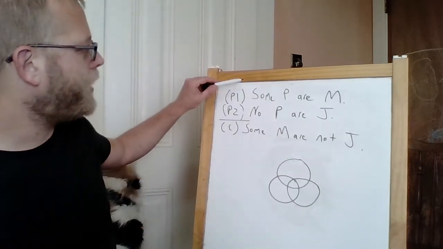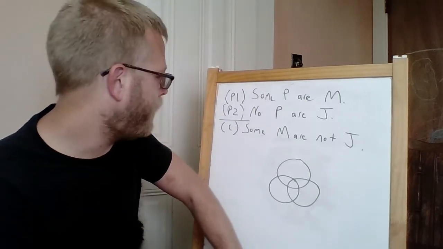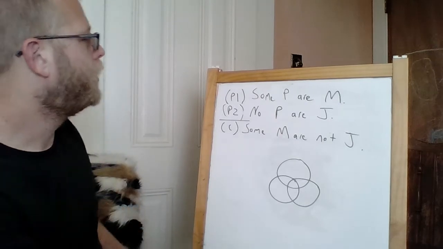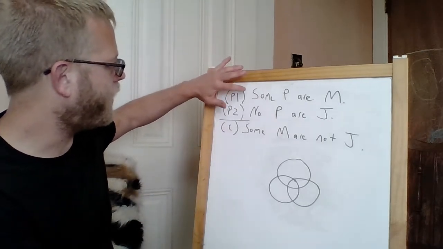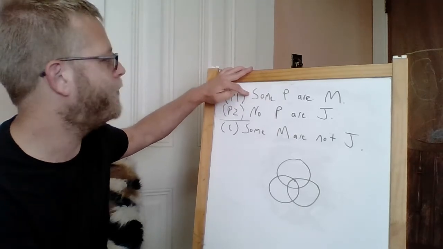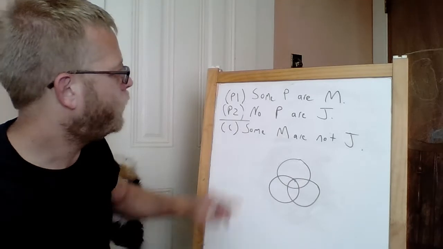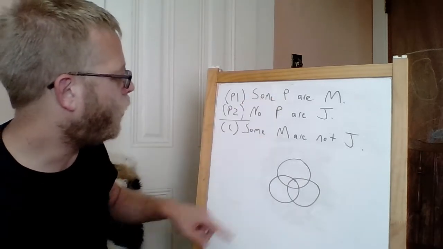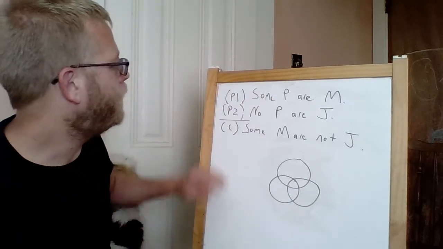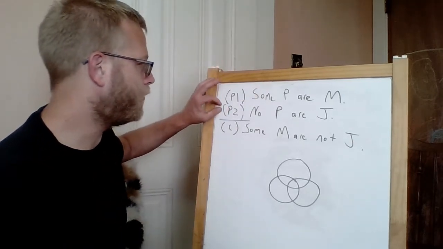Some P are M, no P are J, therefore some M are not J. Is that valid or not? Let's check. Well, notice first we've got premise number one is a particular statement. Now remember the problem with particular statements. If you have an empty diagram, we won't know where to put it, right? So we're going to hold off on that one and look at the universal instead.